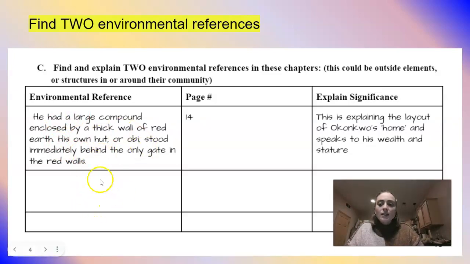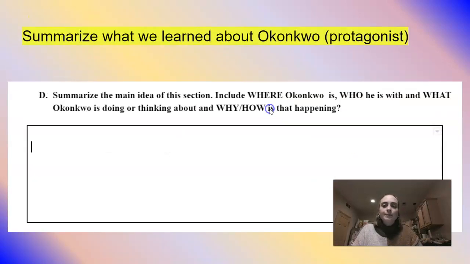So you'll write down two environmental references, the page number, and try and explain the significance. Like, why is this reference to the weather or the environment important? How is it helping us understand the story better?